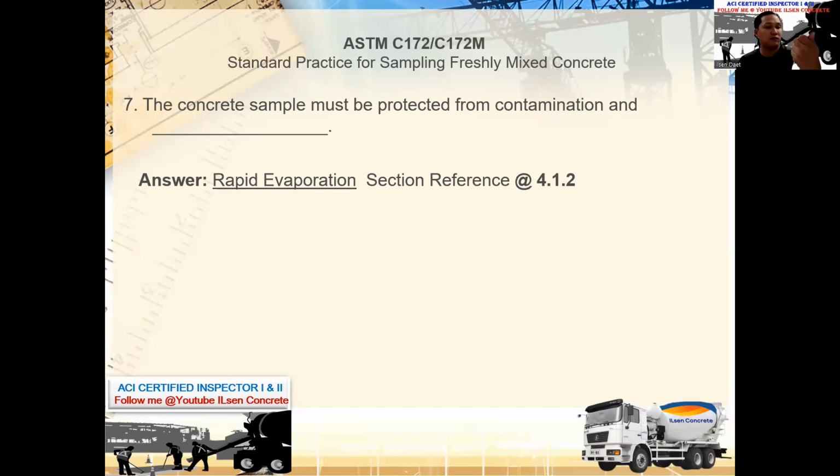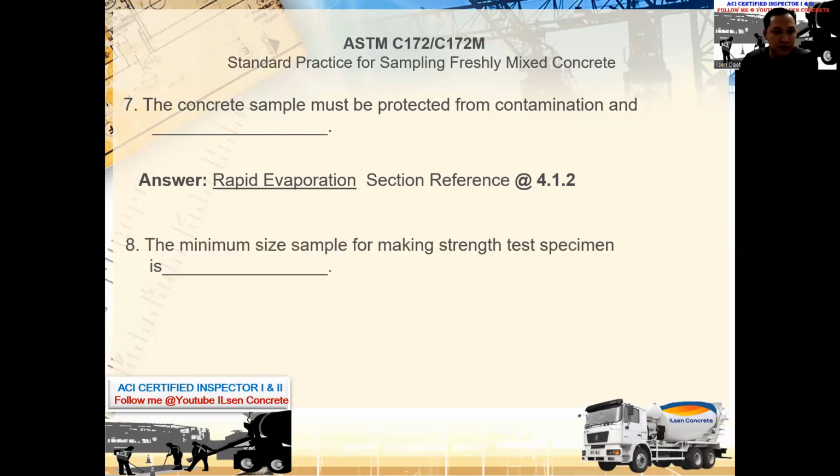Okay, 15 minutes. This one: protect the sample from the sun, wind, and other sources of rapid evaporation and from contamination. That's why this one. So we have three answers: protect the sample from the sun, wind, and other sources of rapid evaporation. This textbook asks for only one answer per question.